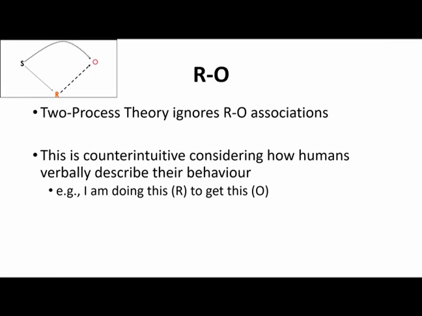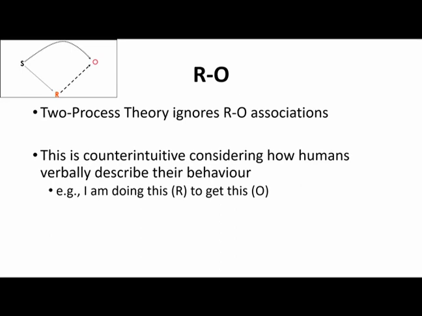Okay, so we've talked about our SR associations and our SO associations, and those are the two that are accounted for in our two-process theory. However, in instrumental conditioning, our reinforcer is not predicted by our S alone. We also have to take into account the RO associations here. So the outcome happens if the organism makes a response, specifically in the presence of S.